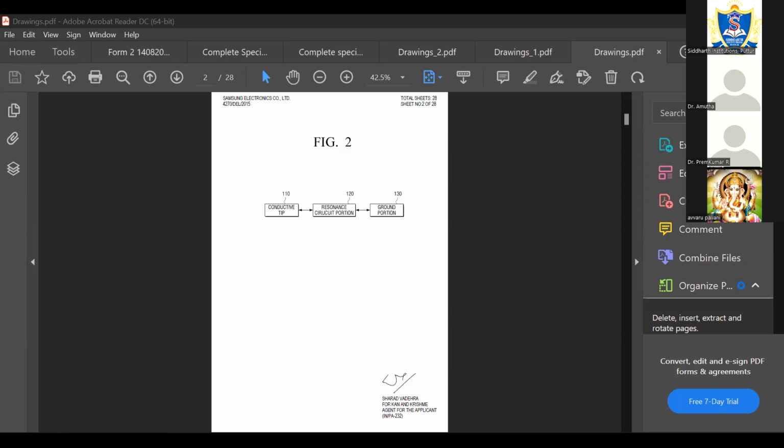So it should provide a clear boundary of the invention. In the description part, you will be describing all the things, but in the claiming part, you will be claiming only for the protection. Suppose some part of the description is not claimed in the claims, then it is considered as disclaimed. It means that you are not asking protection for that.